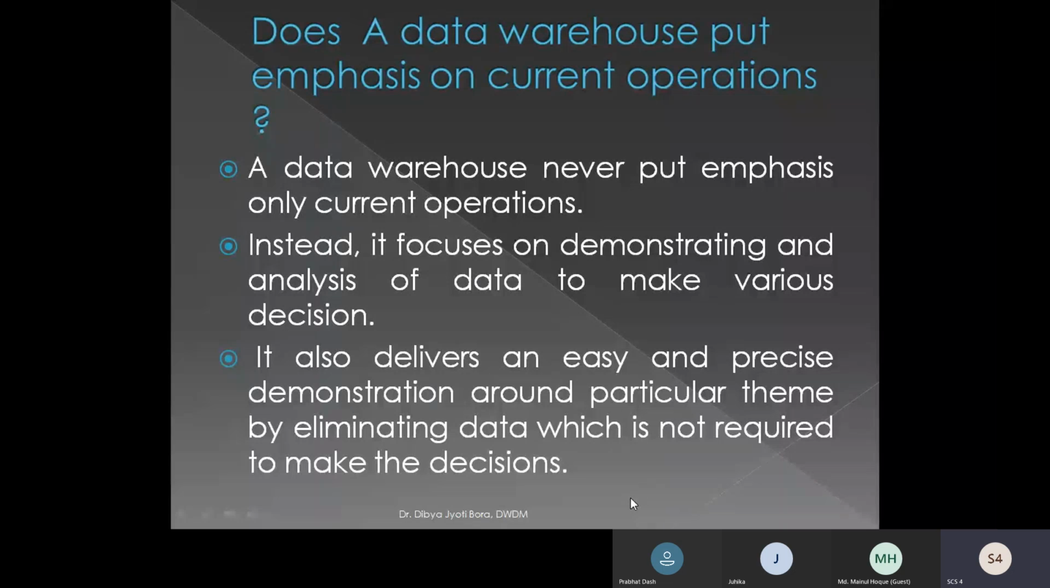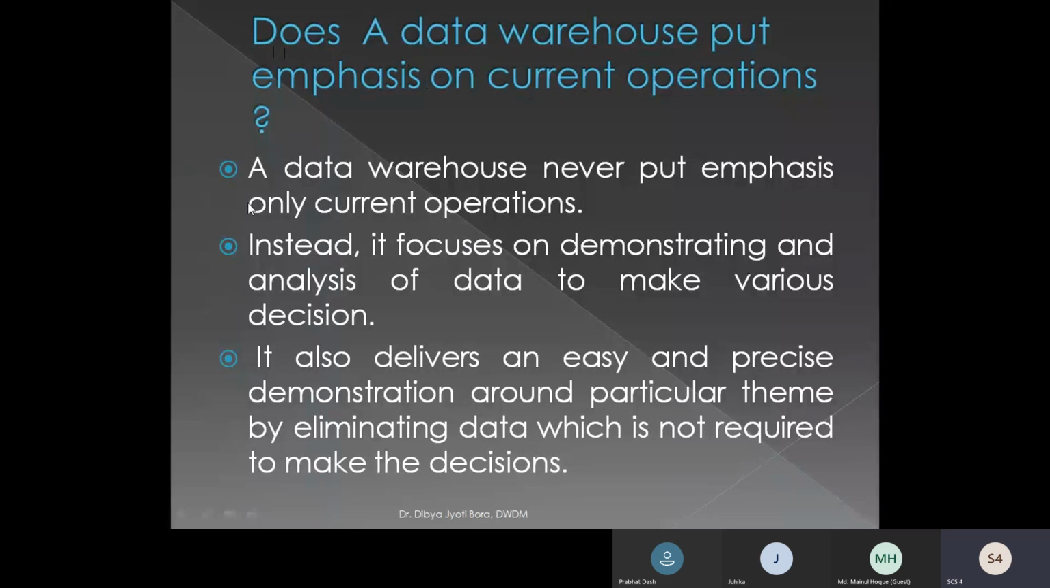So, in the last lecture, we discussed several properties, or characteristics, of a data warehouse, and you saw how a data warehouse differs from our normal or traditional DBMS. One thing we have to note down is whether a data warehouse puts emphasis on current operations. You know what is meant by current operations, right? So it comes to our mind, does a data warehouse put emphasis on current operations or not?